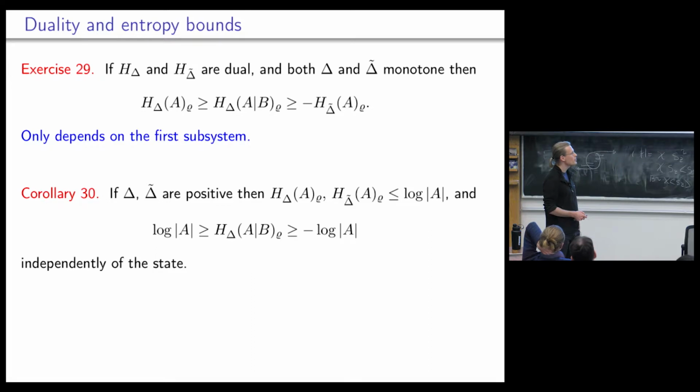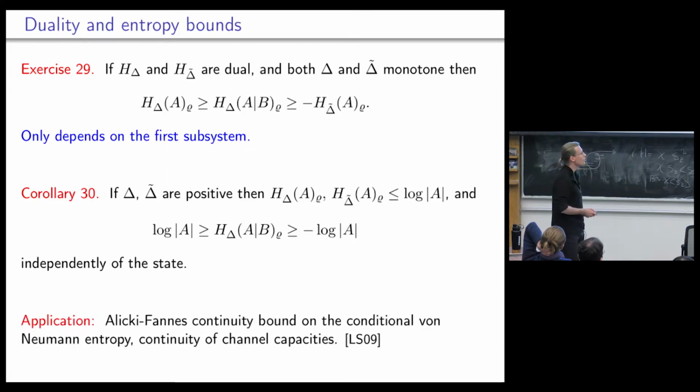And normally we start from positive divergences, and in this case, the entropies are smaller than the logarithm of the dimension. So we will get that the conditional entropy is upper bounded by the logarithm of the dimension of the first system and lower bounded by minus the logarithm. And what is nice about this is that, apart from that, it is independent of the state, it only depends on the first subsystem. And this is a very important observation, for instance, to prove the Alicki-Fannes continuity bound on conditional entropy, which in turn can be used to prove continuity of various channel capacities, which I'm not going to detail here, but this is an important application.